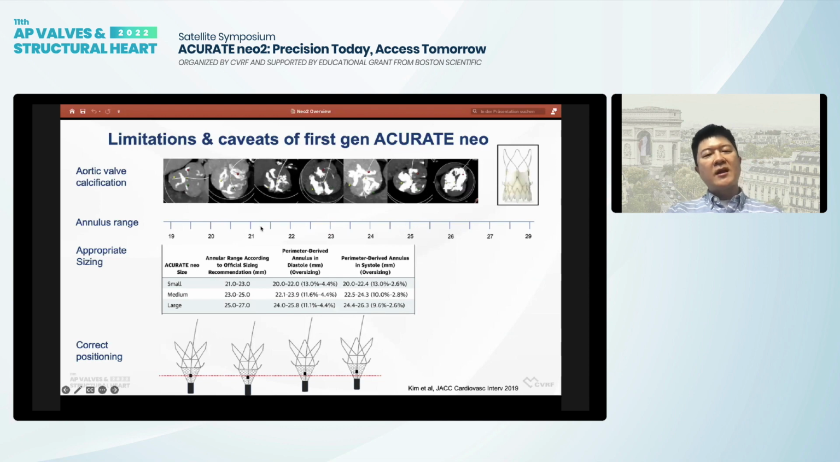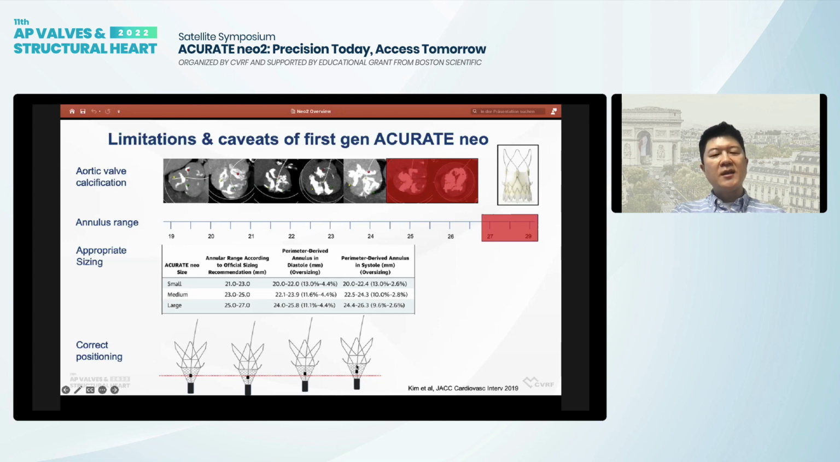Talking about the limitations and caveats, this is a nice summary of the first generation. So we have seen that very severe calcification, especially eccentric calcification, is a limitation. We have a limitation in terms of size coverage, so the larger sizes have not been addressed. This is in progress now with the XL, which will be available in around 2 years. And we have learned quite early that appropriate sizing is important. The ACURATE Neo is a little bit less forgiving than other valve platforms in terms of sizing, and we have learned that a little bit of oversizing is probably better, especially in borderline annular sizing ranges.